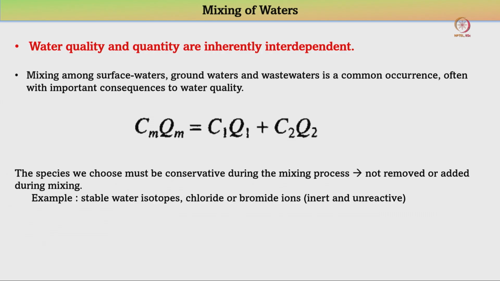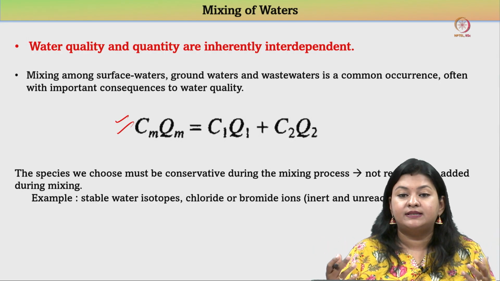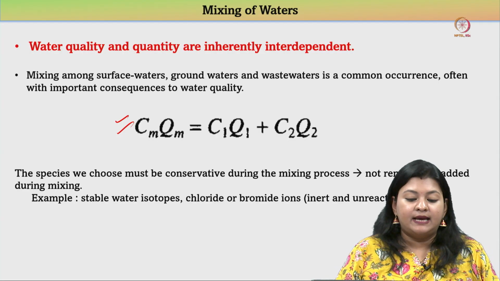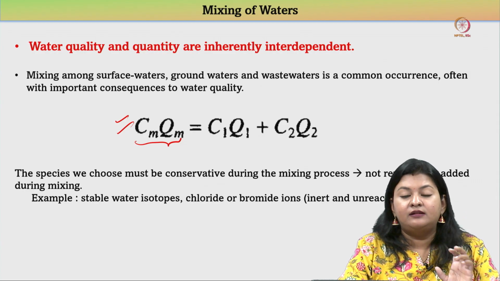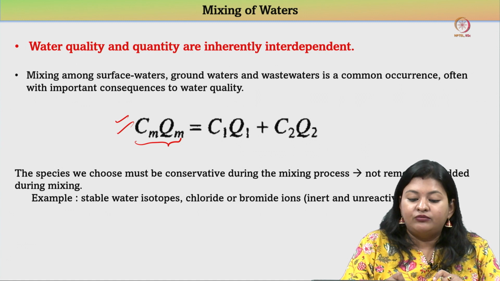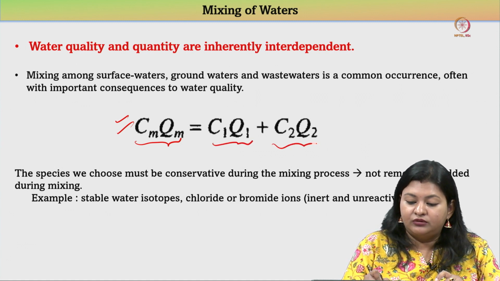And when we are going to look into mixing of waters, this equation is very important. Okay. The water quality and quantity are inherently interdependent. The amount of water that is passing through at a particular point definitely imparts the quality. When we are going to understand this, we need to employ more conservative tracers that follow this kind of equation. That is, the addition: the final concentration is the sum of the concentration into discharge of the source contributions.